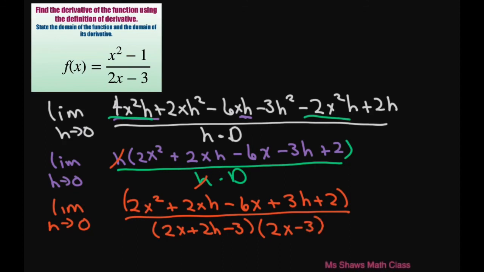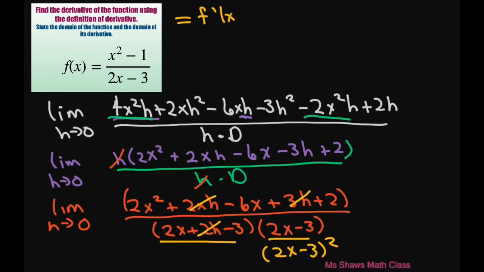Now applying the limit, all the h's are going to go away. So this h will go away because that will zero out, and this will zero out, and then this one will zero out. And it looks like we have 2 of these, because this is going to be 2x minus 3, and then we have 2 of them, so that's going to be squared. So our final answer is f prime of x equals 2x squared minus 6x plus 2 divided by 2x minus 3 squared.